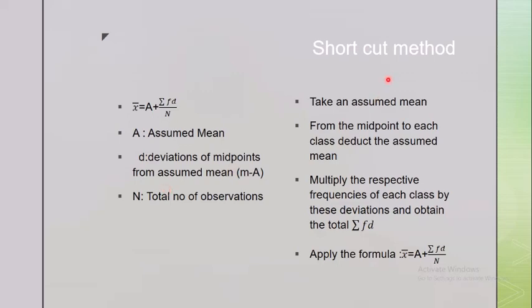Now first of all, as usual in a shortcut method, you will have to assume a mean. Then you have to find the midpoint. From the midpoint, you have to further find out the deviations between the midpoints and the assumed mean. You have to sum it up, so you get summation fd. Apply it in your formula, you will get the answer.